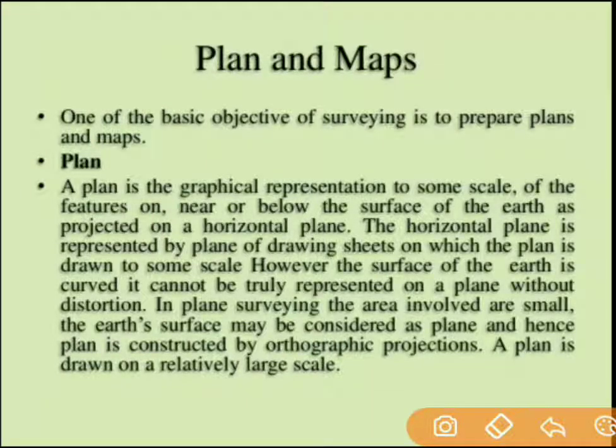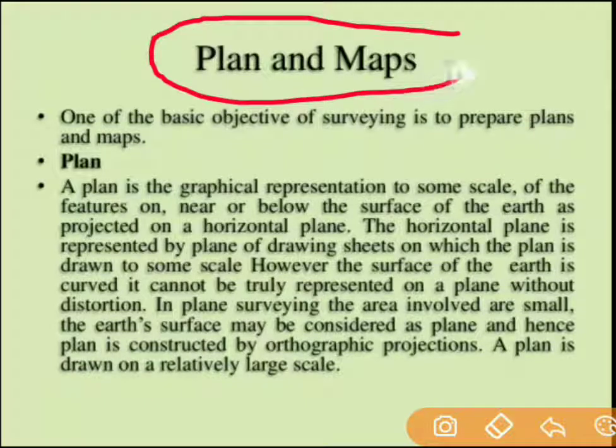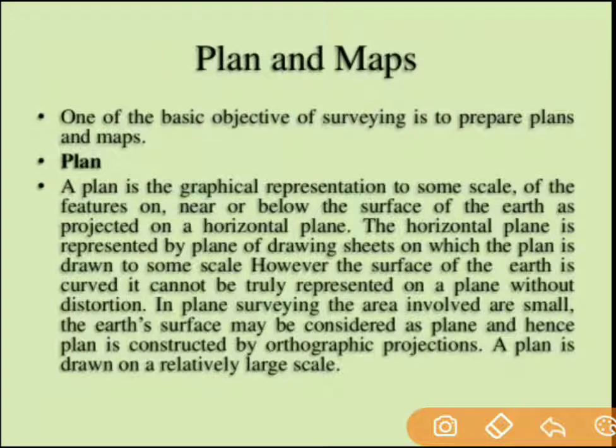Today we will discuss the difference between plan and map. What is the basic objective of surveying? Why are we doing surveying? It is to prepare plans and maps. So we are studying what is a plan and what is a map.